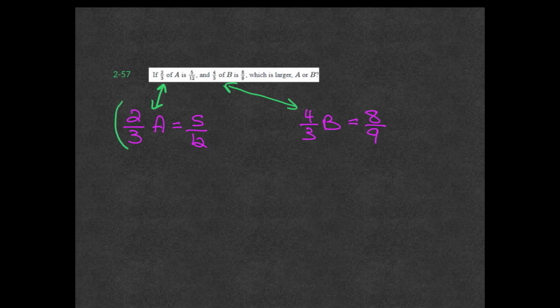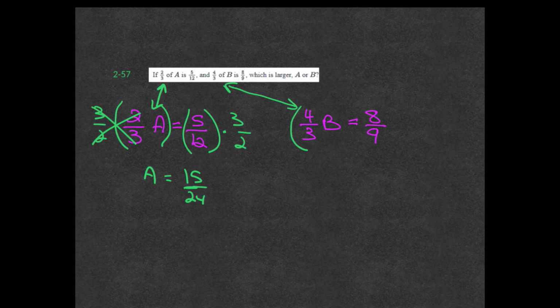So to get rid of the 2/3, I'm going to multiply both sides of the equation by 3 over 2, because that means I can cancel those, and that just leaves it as A. But then I've got to multiply this side by 3 over 2. So that becomes 15 over 24, okay? So that's A. Now on the right side, I'm not going to do anything. I could reduce it right now, but I just want to see what's going on this other one first.